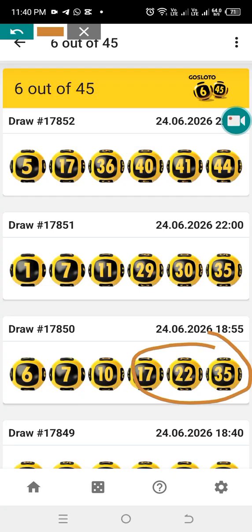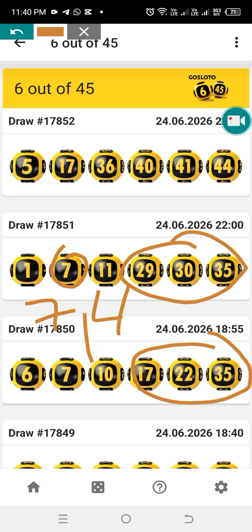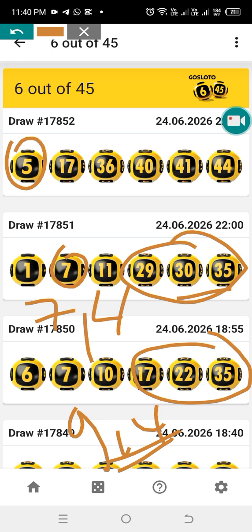Let me see. 17 plus 22 plus 35, it's equal to 74, which is 4, 7, and 7 came. Let's do this here. We have a 65, 80, 94. 94, you can see it's still 9 and 4. But if you do minus, there is a 5 here.